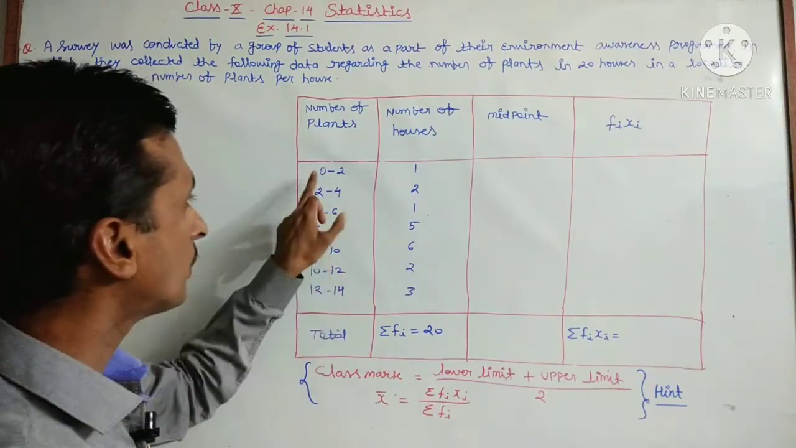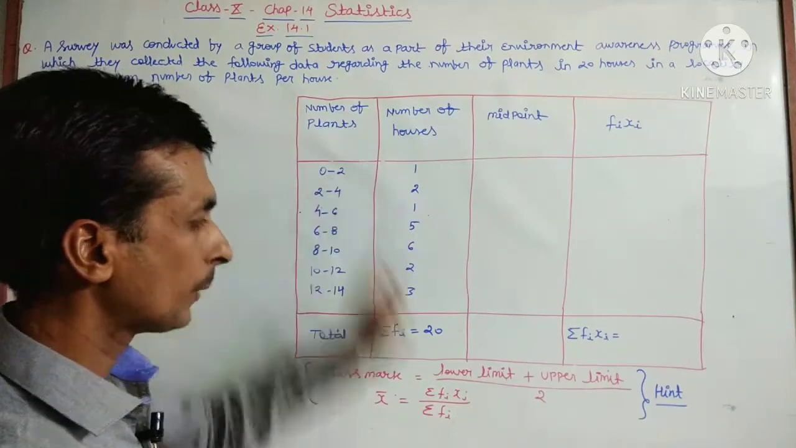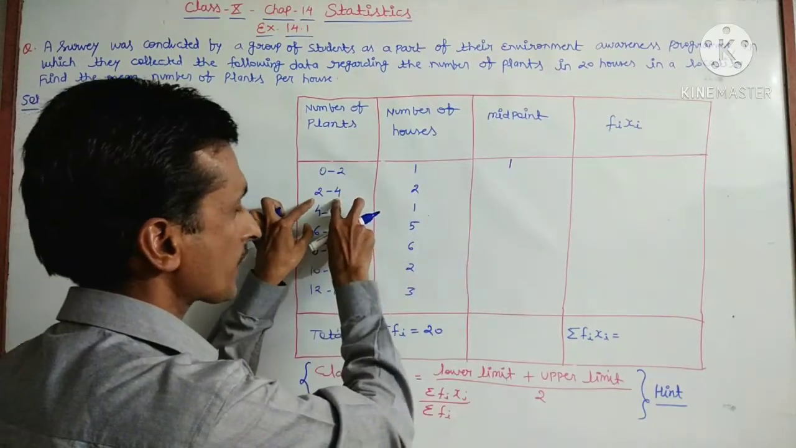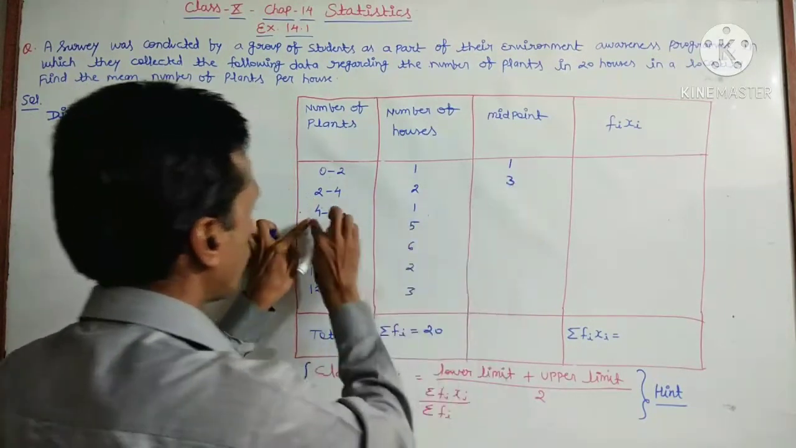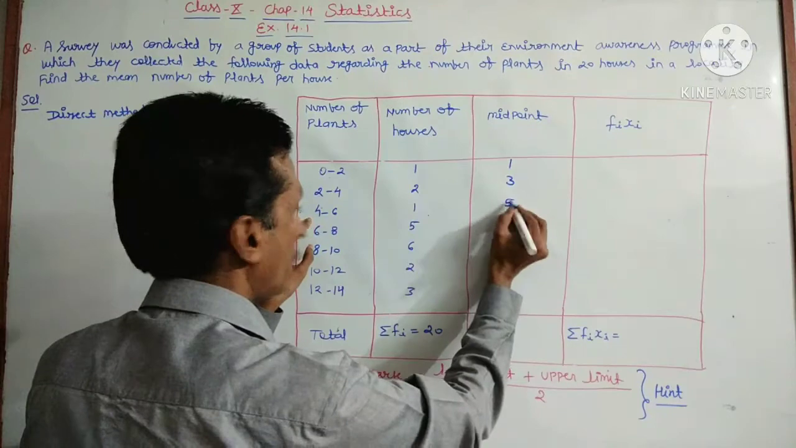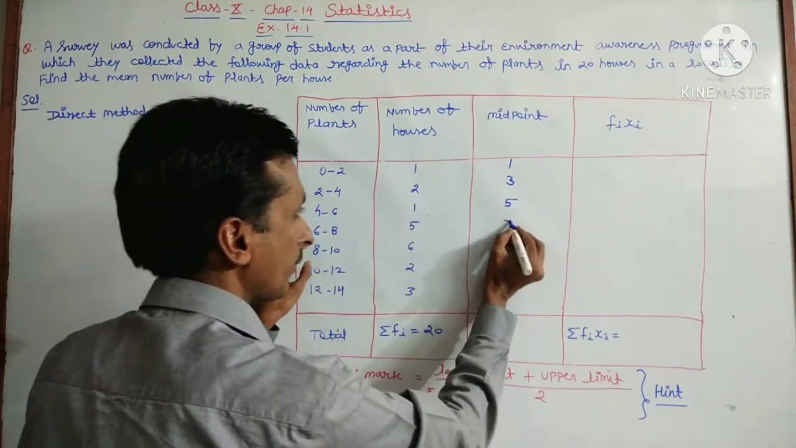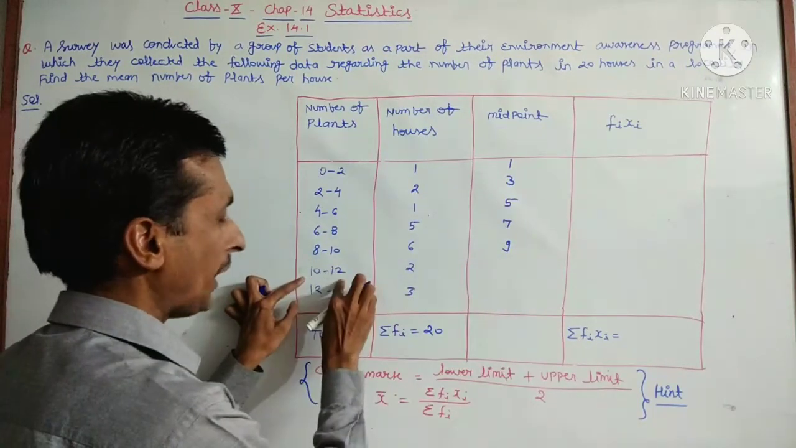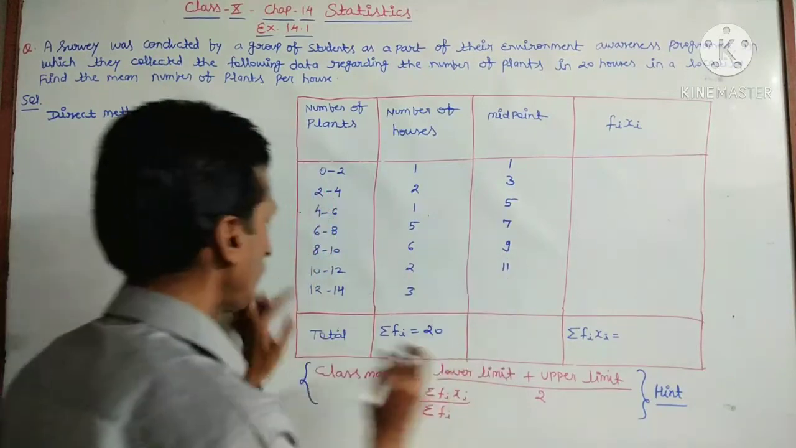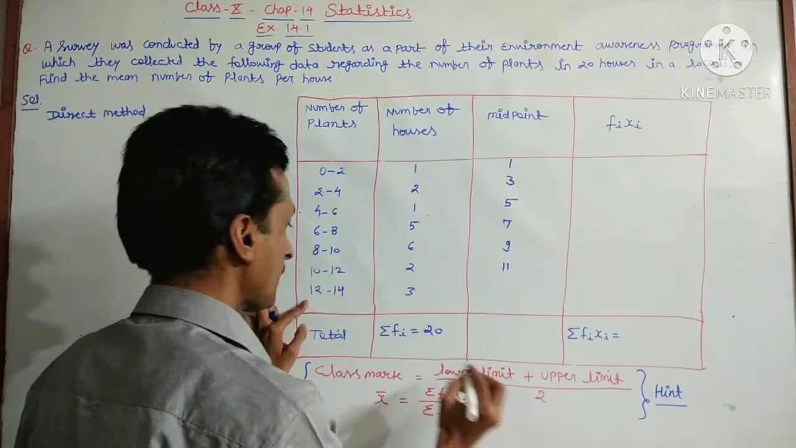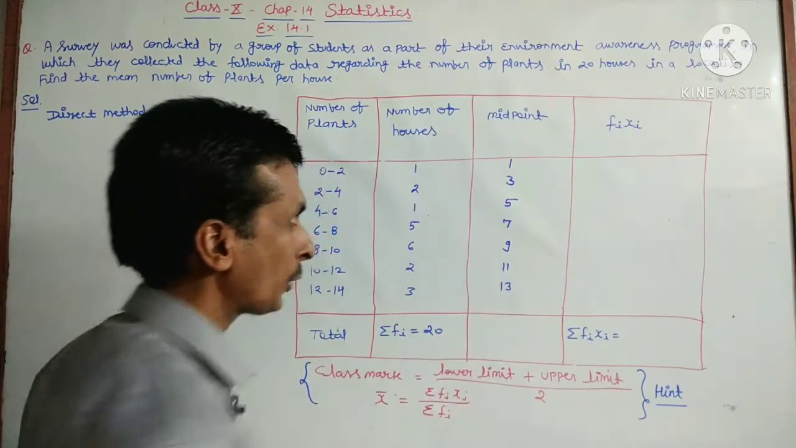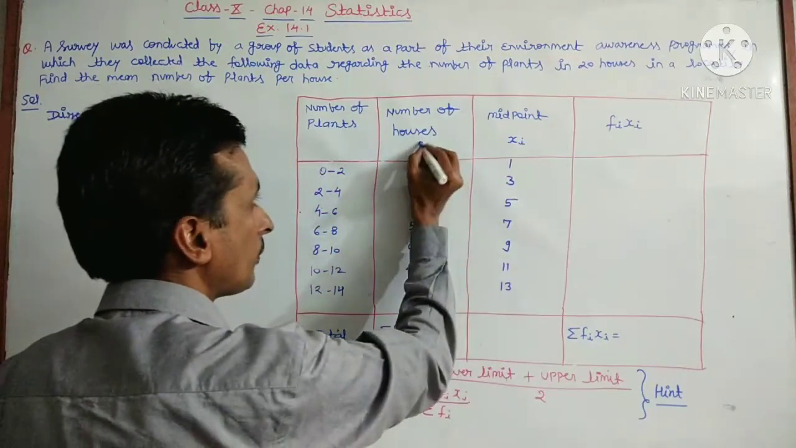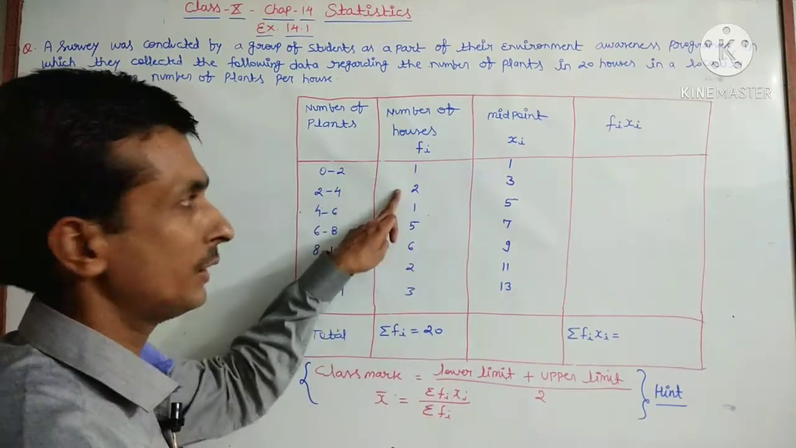The lower limit of this one is 0 and the upper limit is 2. 0 plus 2 is 2, 2 upon 2 is 1. 2 plus 4 is 6, divided by 2 is 3. The next, 4 plus 6 is 10, half is 5. 6 plus 8 is 14, half is 7. 8 plus 10 is 18, half is 9. 10 plus 12 is 22, half is 11. 12 plus 14 is 26, half is 13. So this value represents xi, and this value represents fi, because this is the frequency.